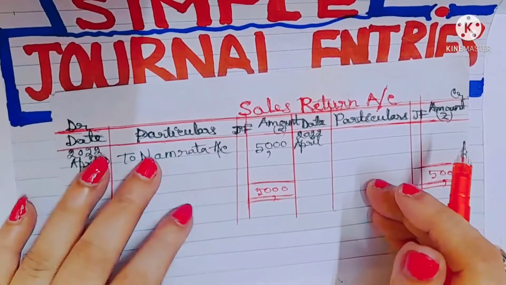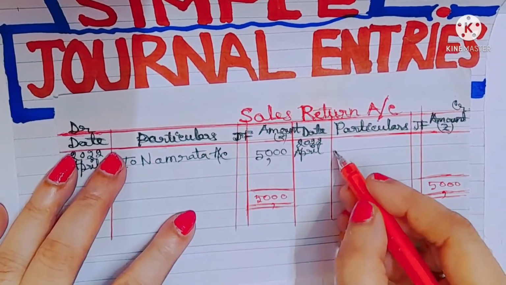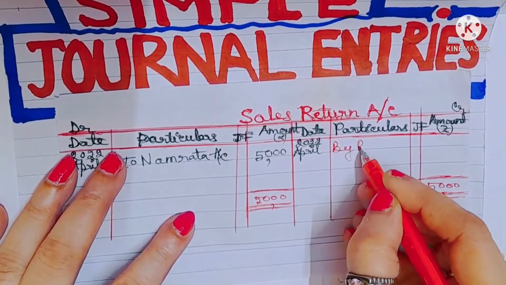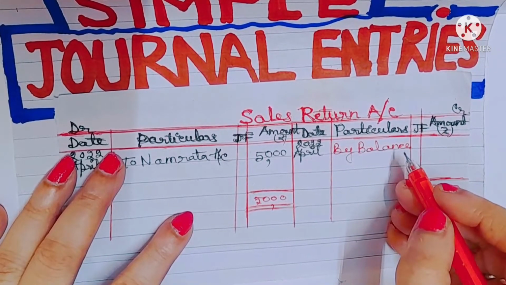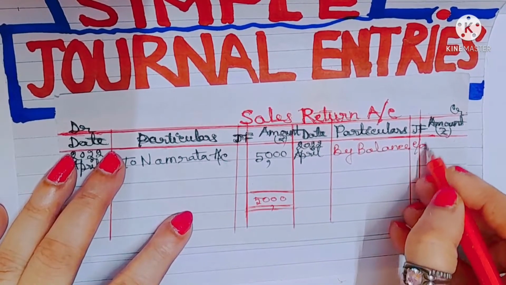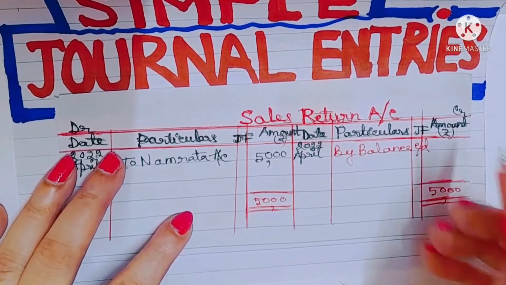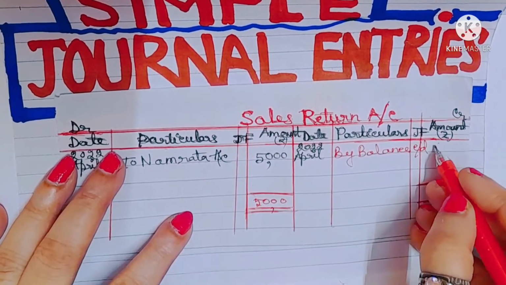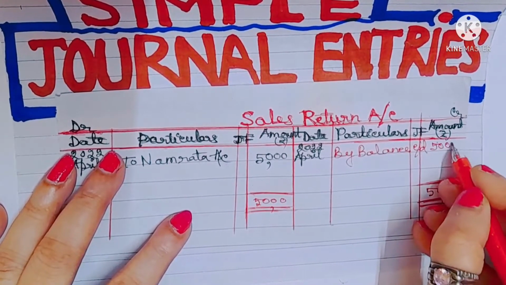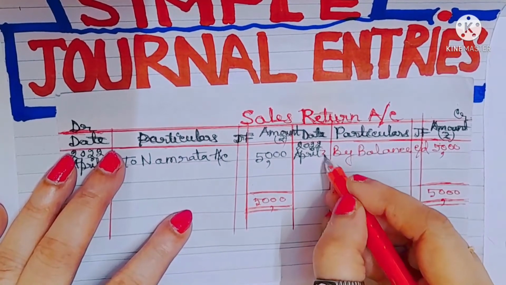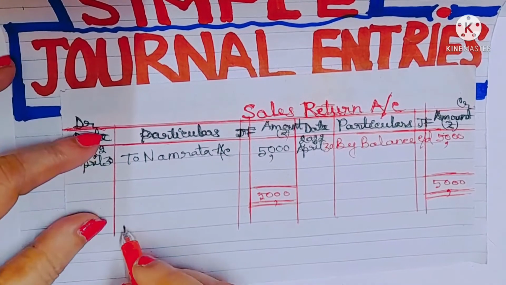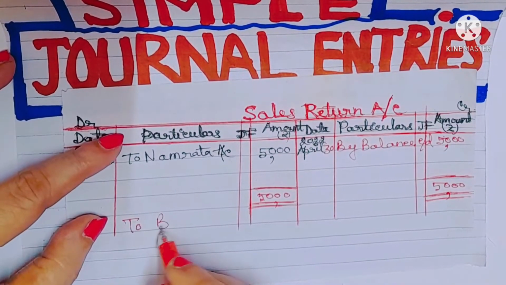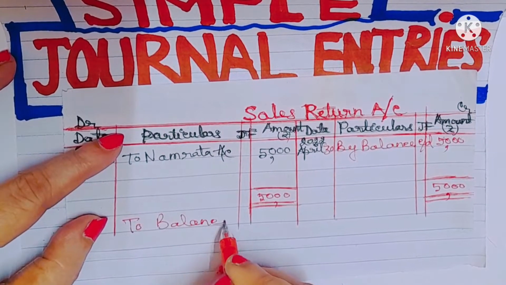So where is the shortfall? On the credit side. So we'll write by balance CD. Where there is a shortfall, we write by balance CD or to balance CD. How much? 5,000 minus 0. Nothing has been written, so 0. So 5,000 minus 0, 5,000. Date is 30th April, last day in the month of April. And this by balance CD will be brought down on the opposite side, to balance BD. How much? 5,000.